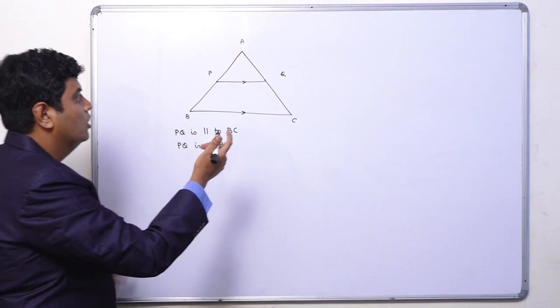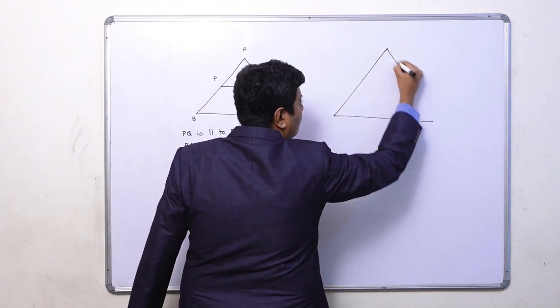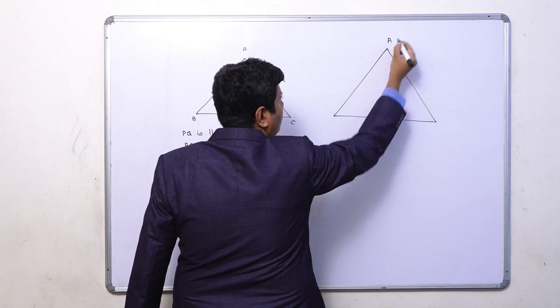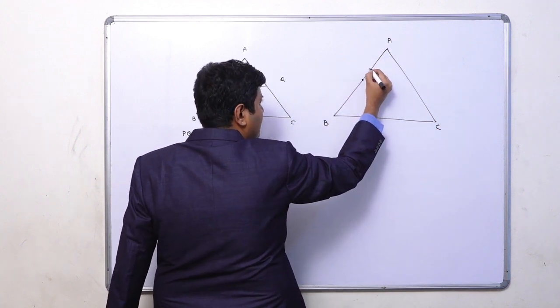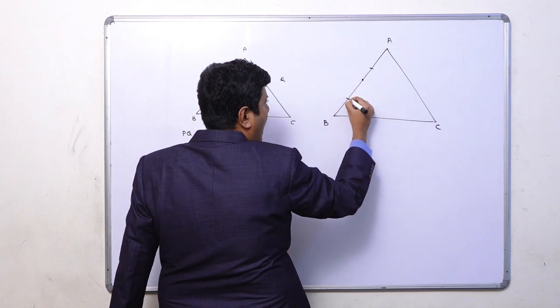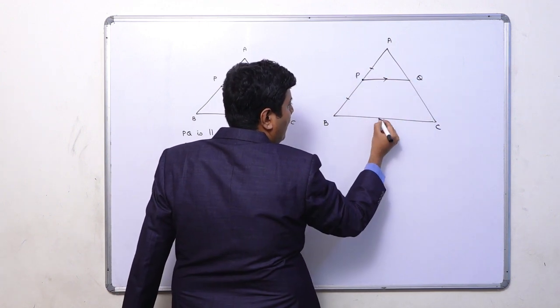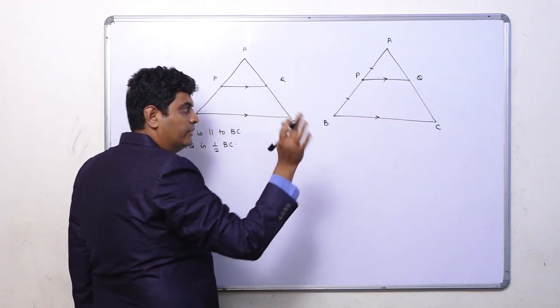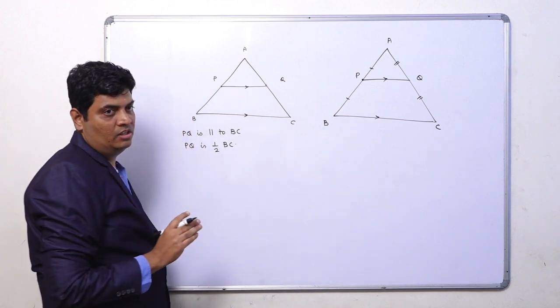What is the converse? In a triangle ABC, if P is the midpoint, so now it is given P is the midpoint, and PQ is parallel to BC, this is also given, then automatically Q also becomes the midpoint of AC.